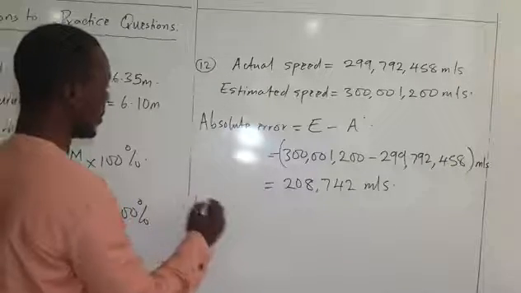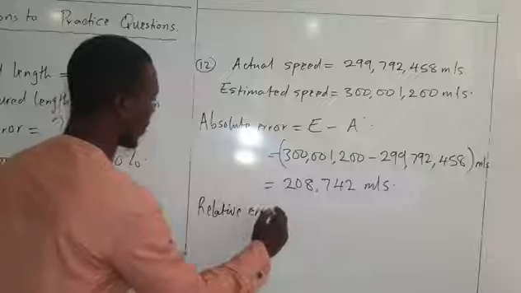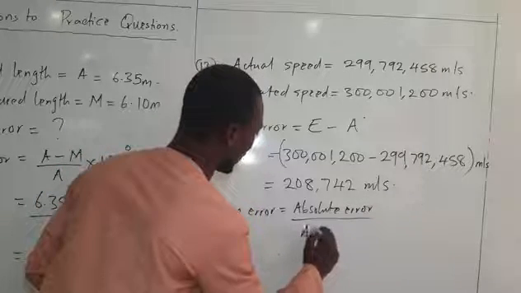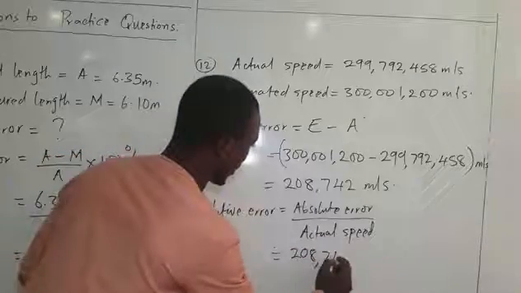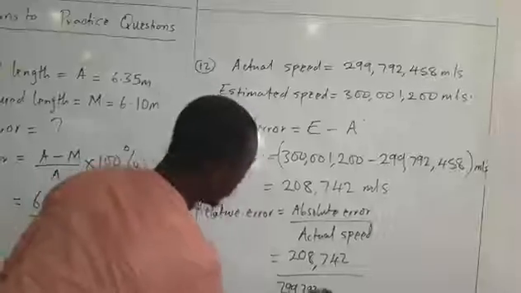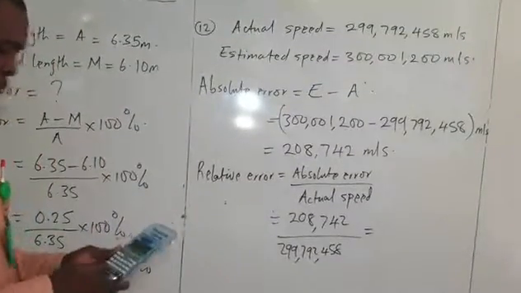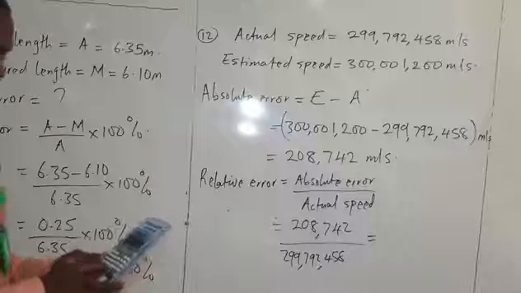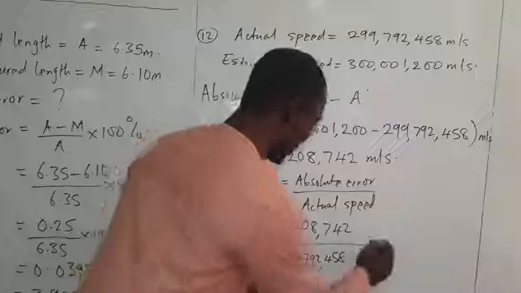While the relative error, which is also part of question 12, will be absolute error all over actual speed. And what is the absolute error? That is 208,742 all over the actual speed, which is 299,792,458 meters per second. So when you divide that, we have 208,742 divided by 299,792,458, which is equal to... okay, we just divide.